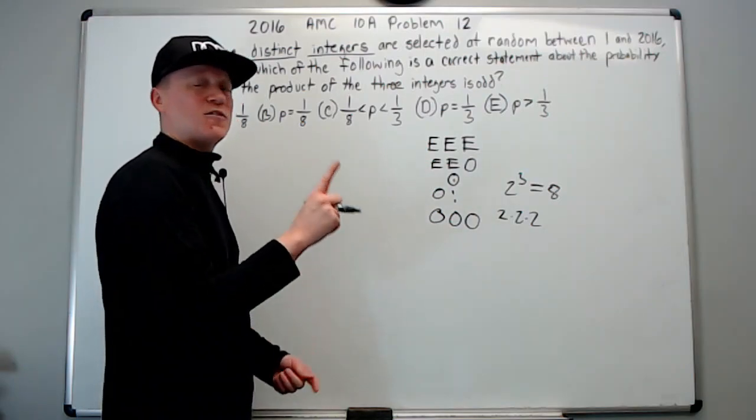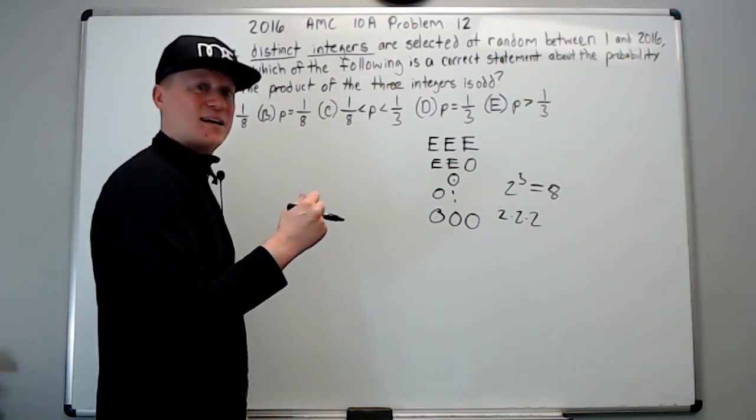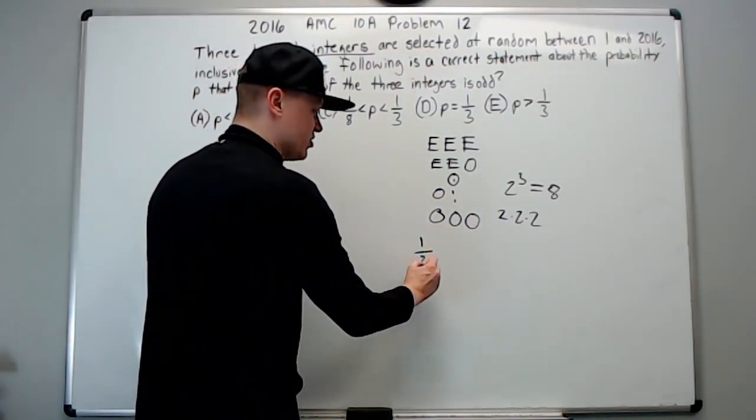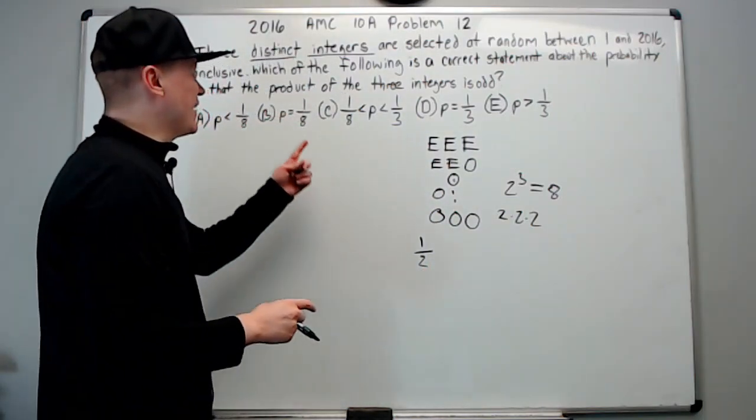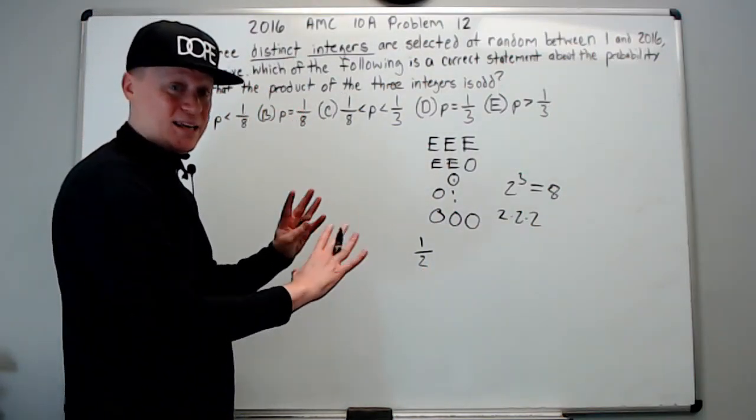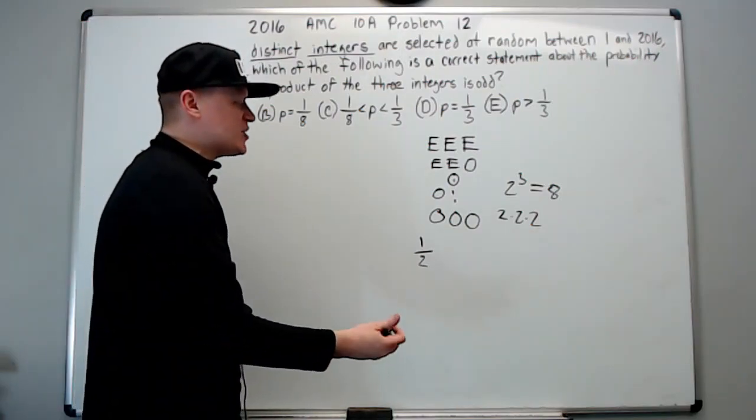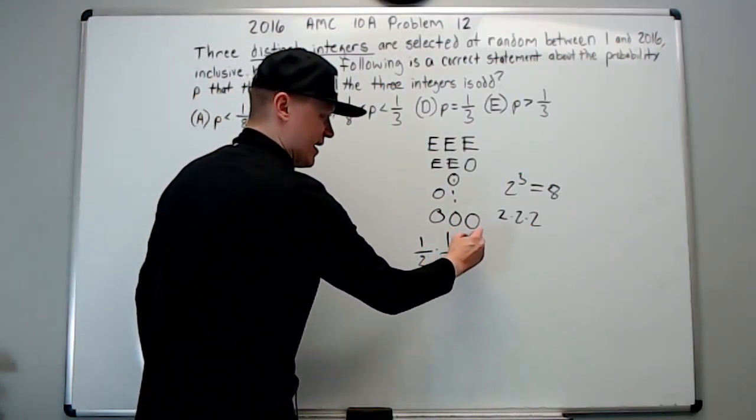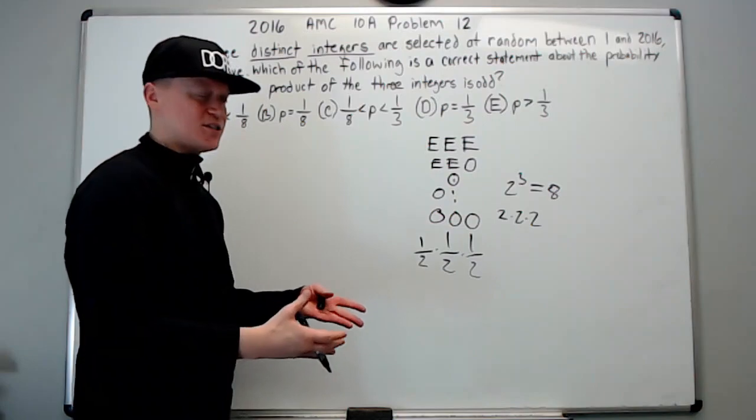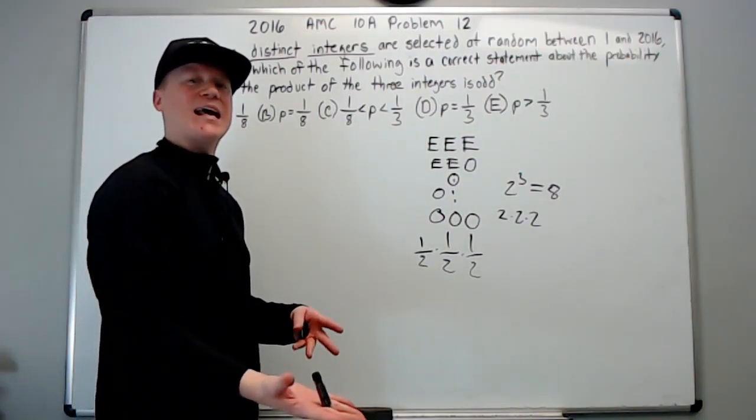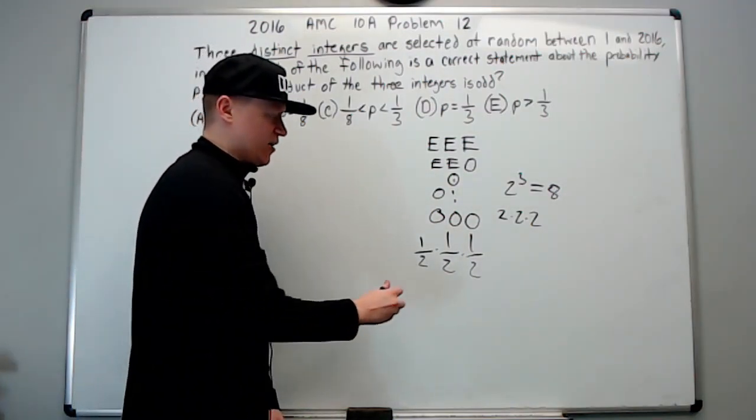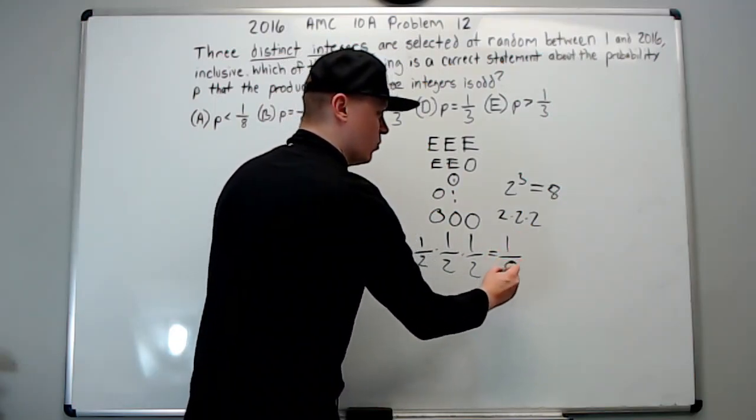So the chance of your first draw being an odd is 1 out of 2. Now, if you could pick a second number and it could be equal to the first number, then each choice would be 1 out of 2, because you'll still have an equal number of odds and evens at every selection. Now, if you multiply this, you get 1/8.